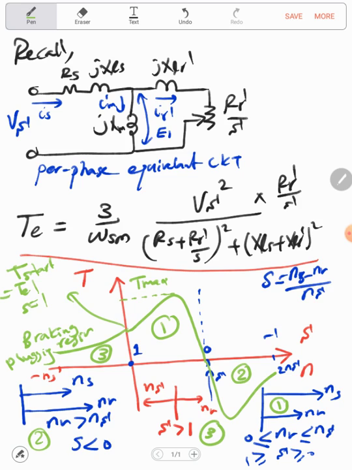Now the electrical machine can operate either in motor action or in generator action, and plugging when we exchange any two phases of the induction machine.